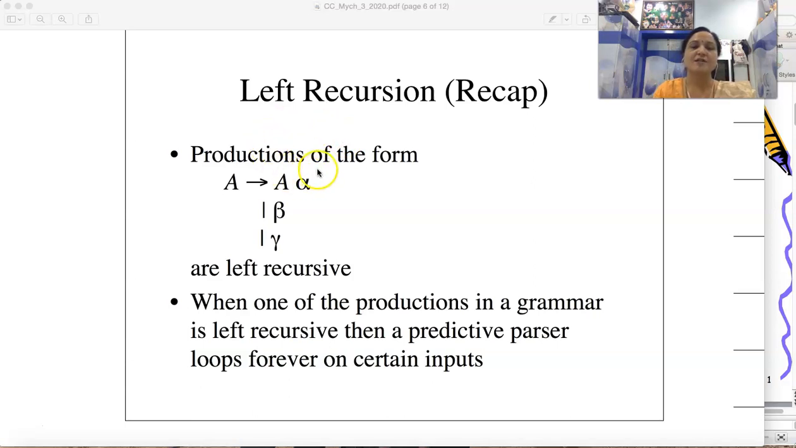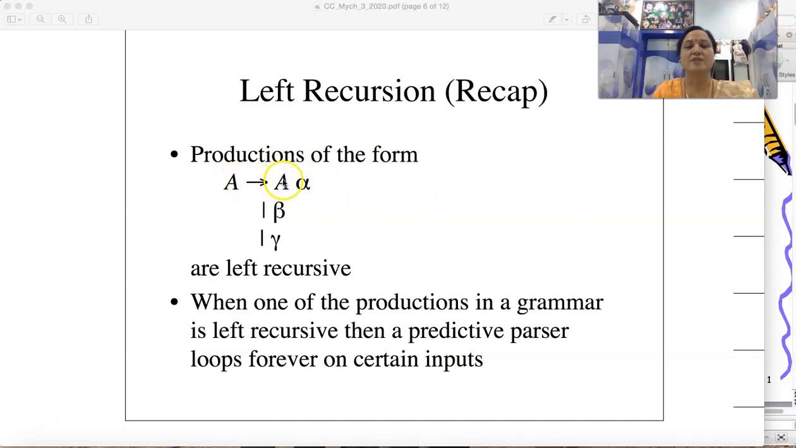So left recursion means the grammar is having a production of the form A tends to A alpha or beta or gamma. You can see here the beta or gamma productions do not have any problem, but A tends to A alpha is a recursive production. A is getting repeated immediately at the right hand side of the production. So if you try to expand A by A alpha n number of times, you cannot remove A.